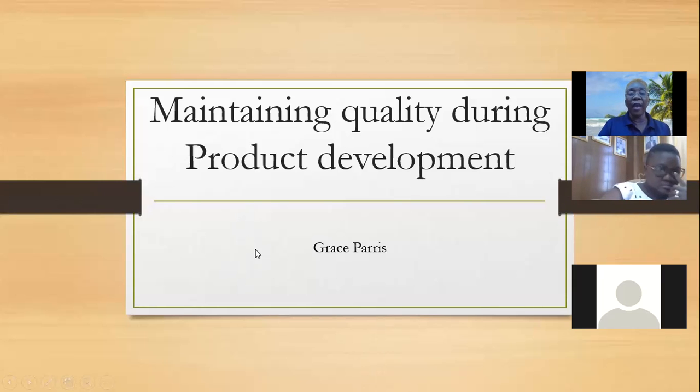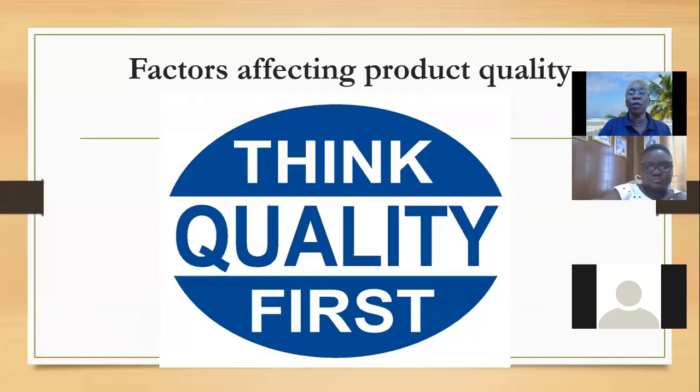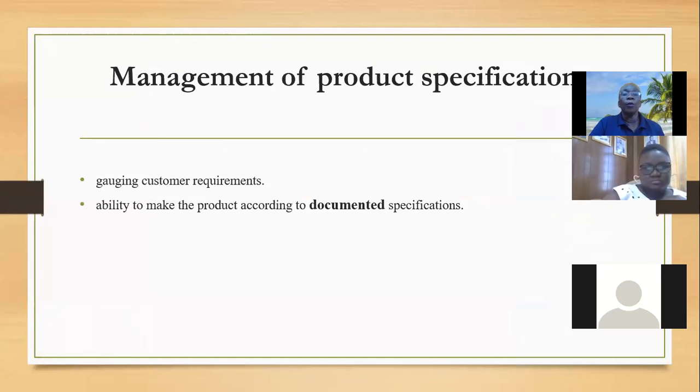So we have this product that we're looking at and that we want to maintain the quality. Before we do anything, we need to think quality first. What does that mean? Now, you have to manage your product specifications. You have to gauge your consumers' requirement, and that means that you have this brand new product. You have put everything into it.